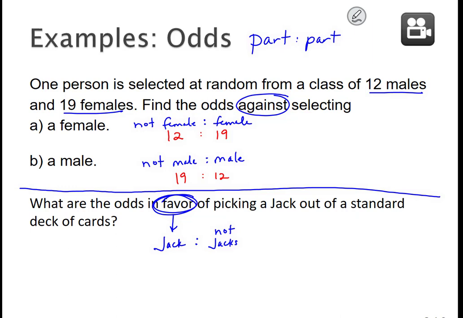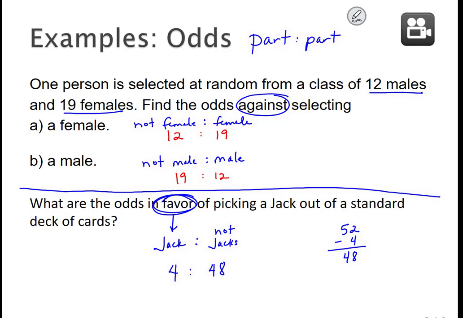If you go back to your deck of cards, there are 4 of every type, so 4 jacks. And how many are not jacks? If you need to remember, there are 52 cards, so 52 minus 4 gives us 48. There are 48 cards that are not jacks. So what are the odds in favor of picking a jack?